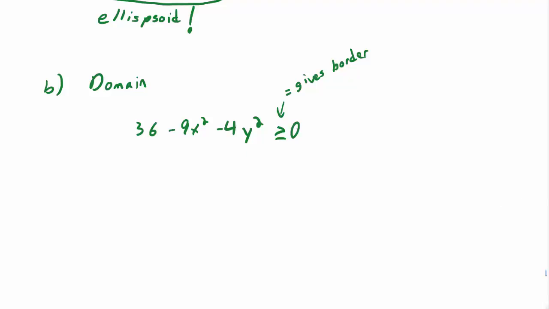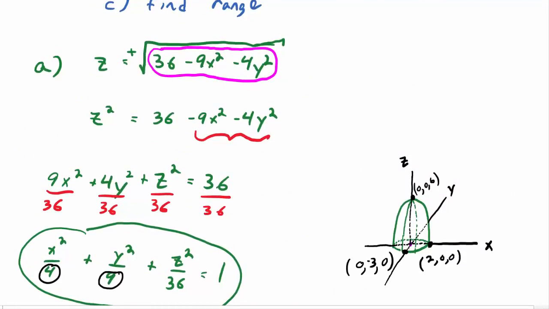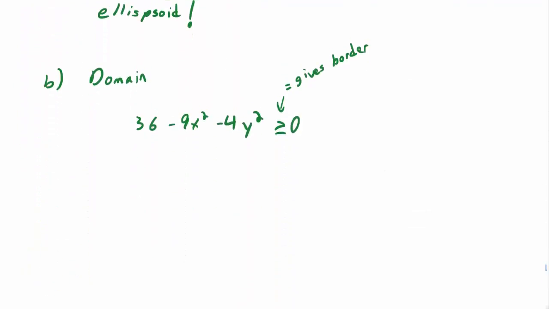And by the way, you can tell that when you set z equal to 0 here, the border is an ellipse. Okay. And from this picture, in fact, the domain is kind of included in this picture, but that won't always be obvious. Okay, and it won't always be the case either. Okay, so let's do this. Let's get the minus 9x squared minus 4y squared over to the other side.